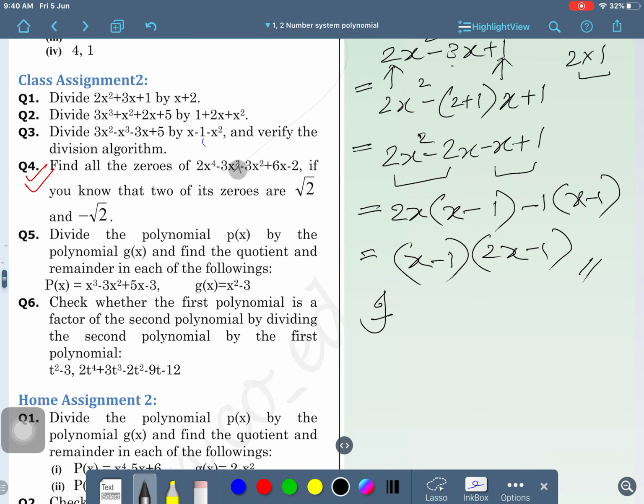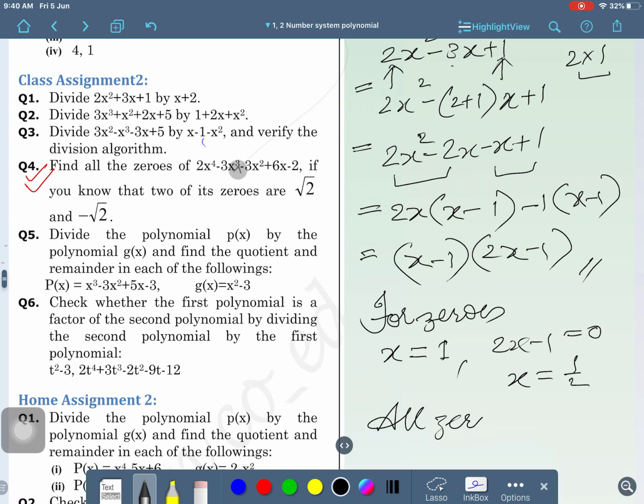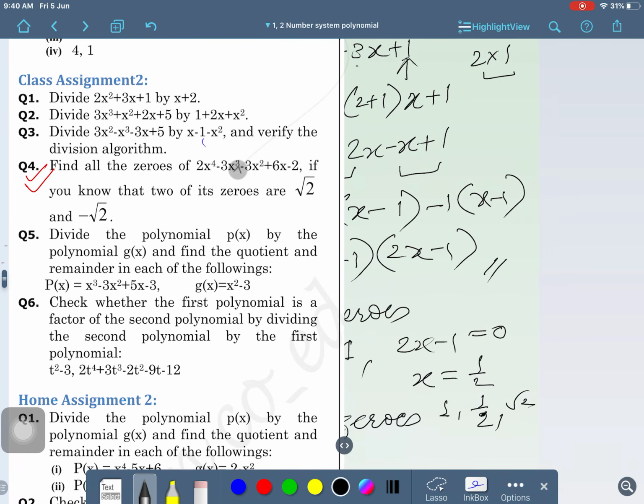For zeros, what here? So x is equal to 1, and 2x minus 1 is equal to 0, so x is equal to 1 by 2. So therefore all zeros are 1 and 1 by 2, and the remaining are 2 and minus 2. So how many zeros are there? 4 zeros are here. Understood?